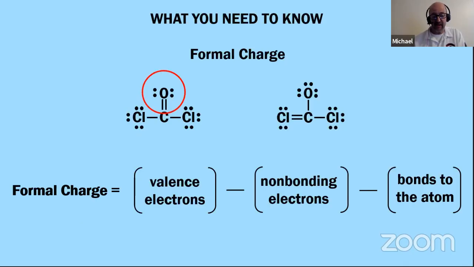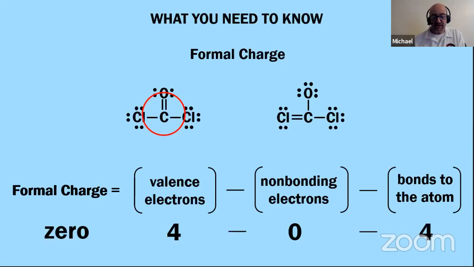So I'm going to move on to the oxygen now. Oxygen has 6 valence electrons. There are 4 dots, or non-bonding electrons, on that oxygen, and there are 2 bonds. Oxygen also has a formal charge of 0. Let's take a look at the carbon. Carbon has 4 valence electrons. There are no dots, no non-bonding electrons, but it has 4 bonds. So in that particular molecule on the left, each atom had a formal charge of 0.